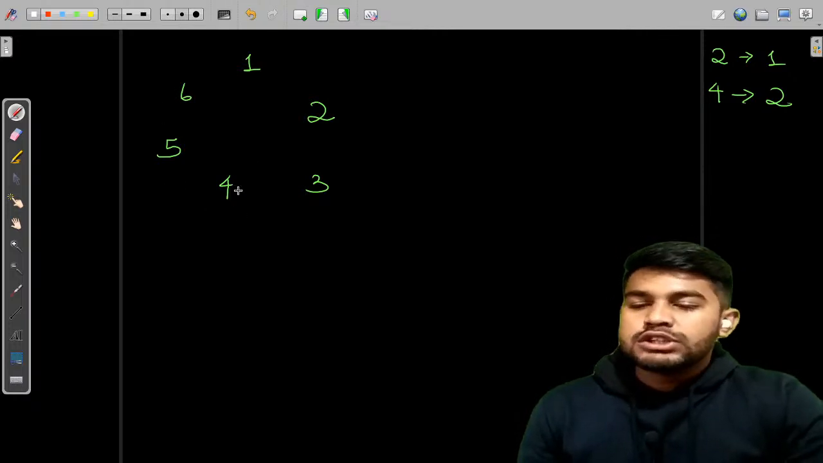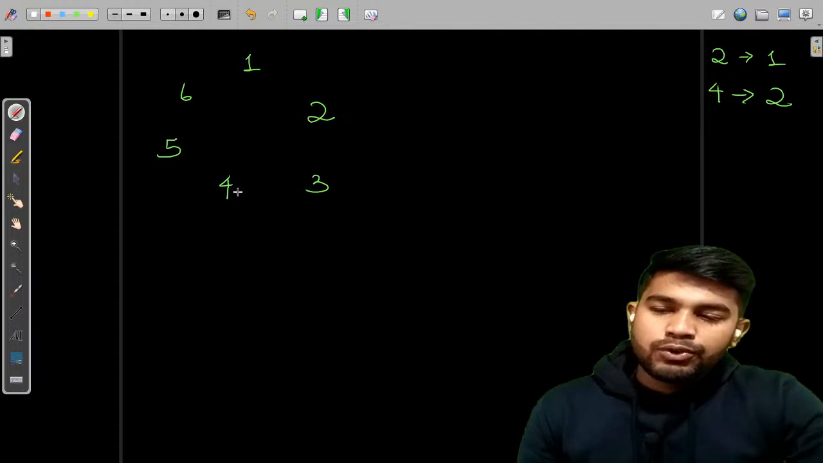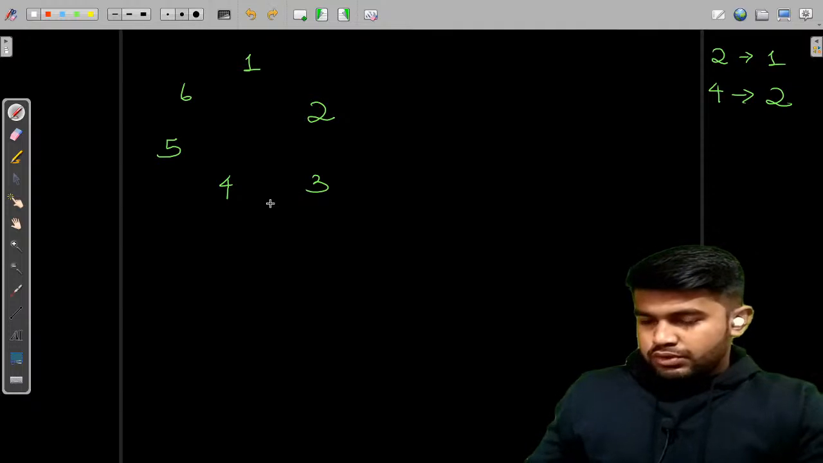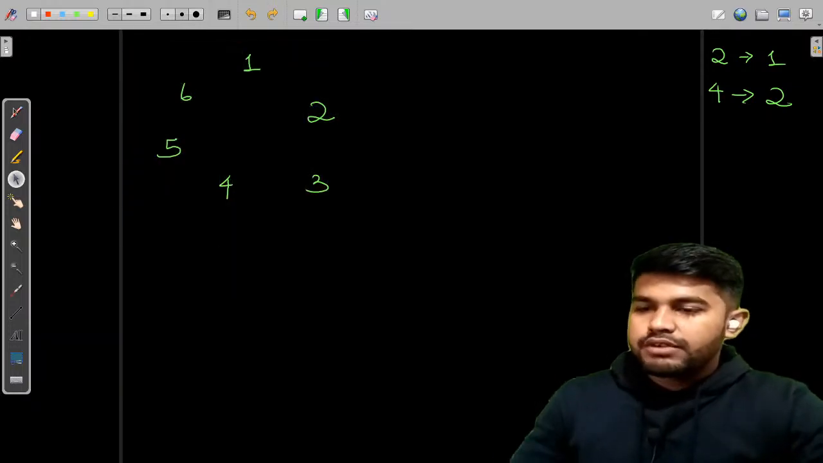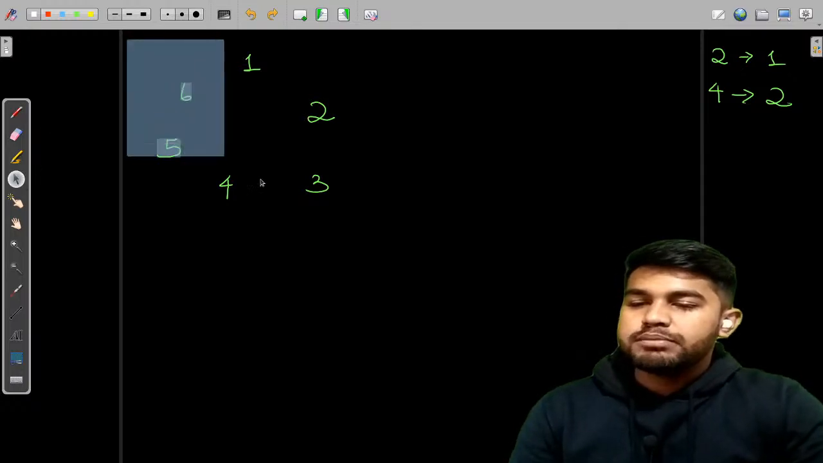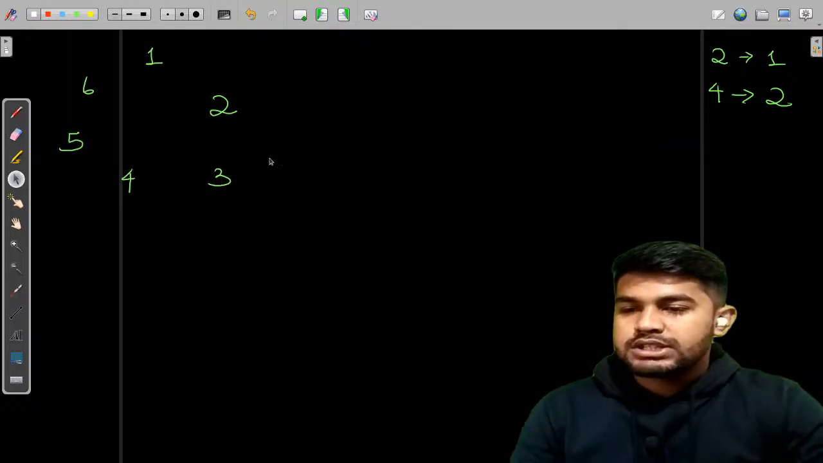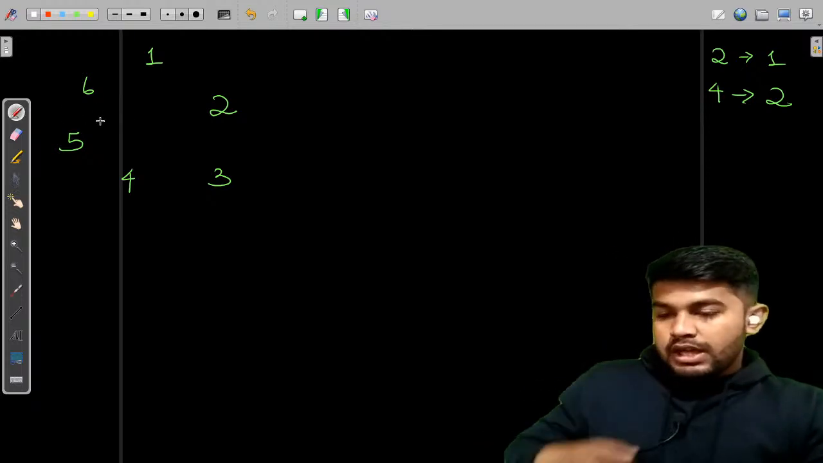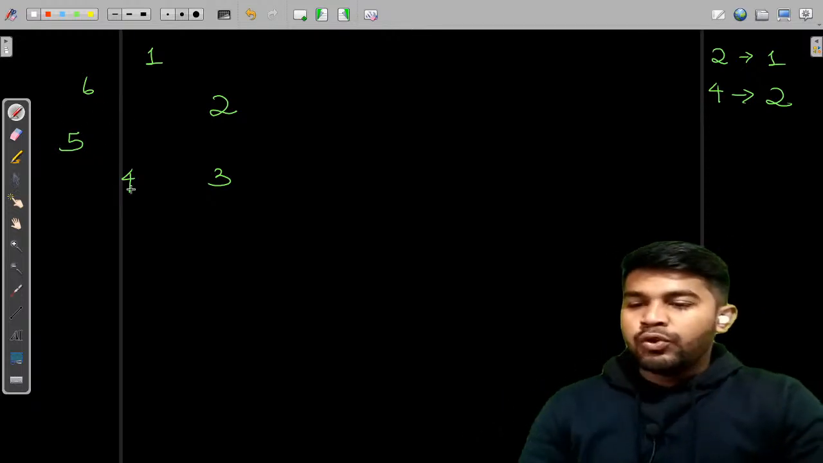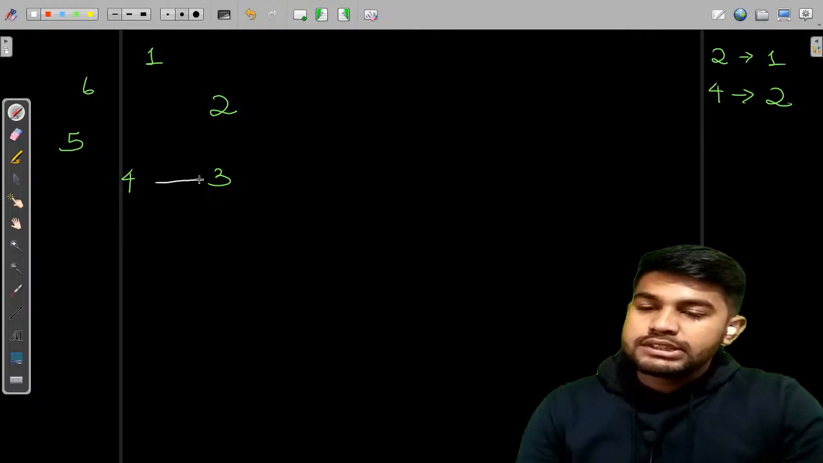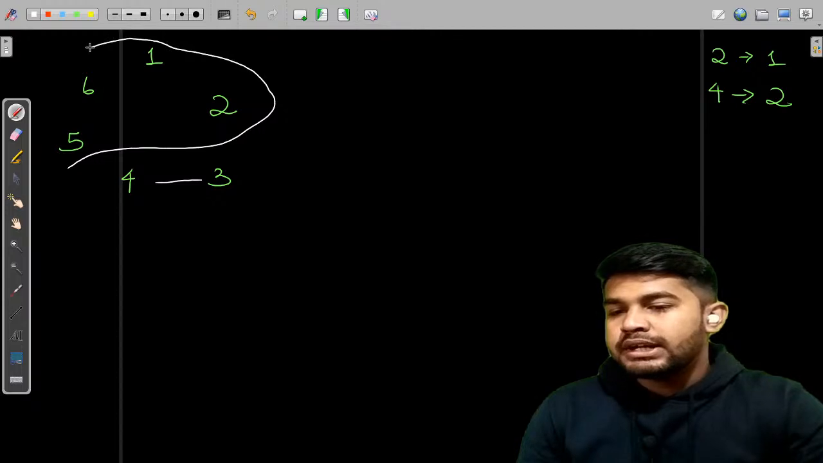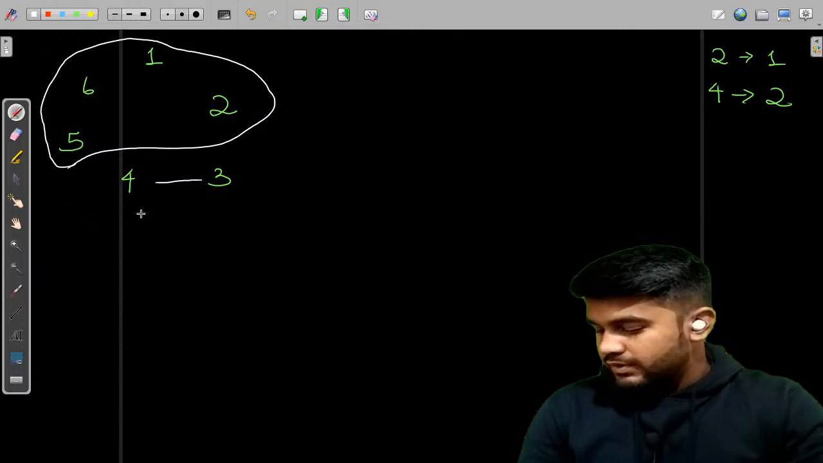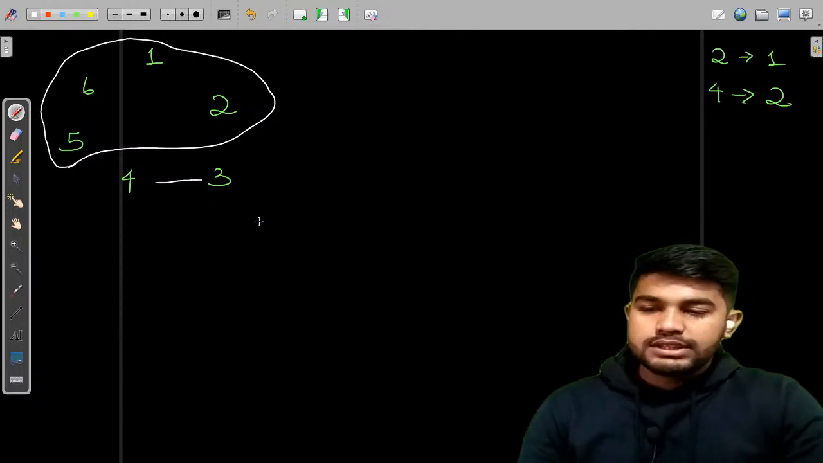Now if I just say that 4 is doing a handshake with 3, so let me just copy it. Okay, fair enough. Now let me just make it this side because it is having a large number. Now suppose 4 is doing a handshake with 3. Now the number left is 4. 4 this side, and 4 and 3 this side.